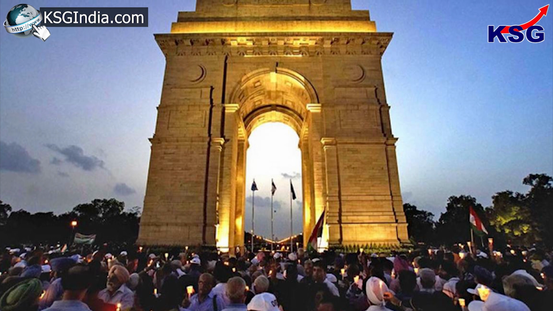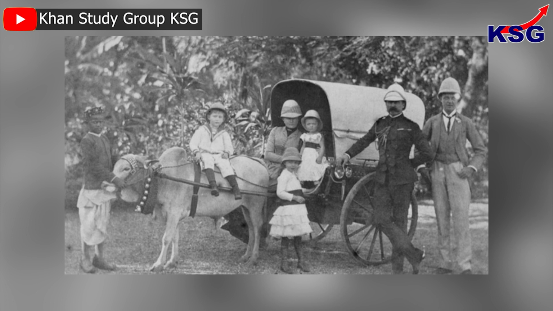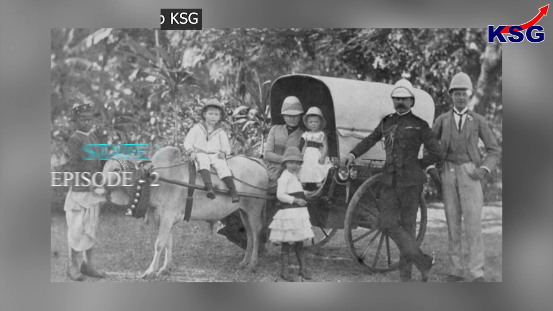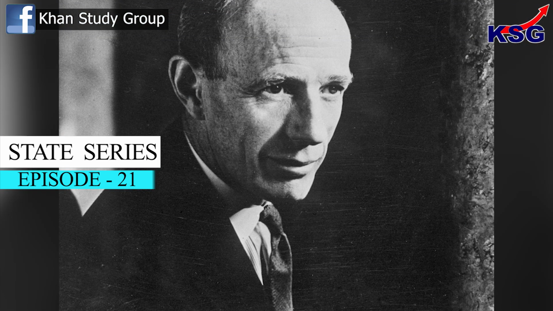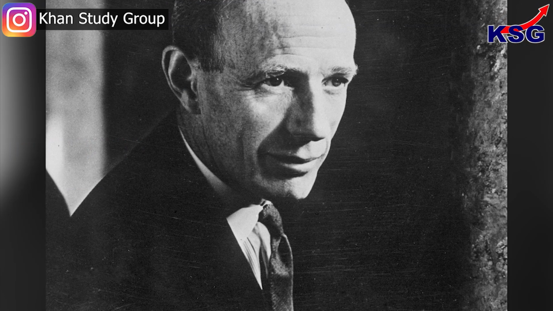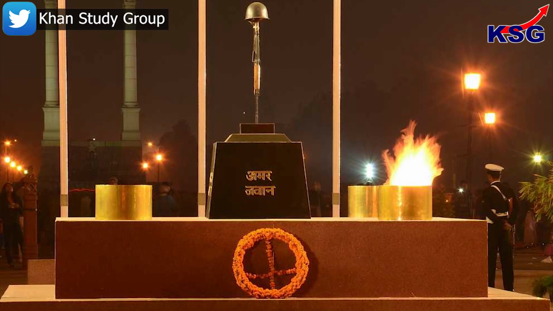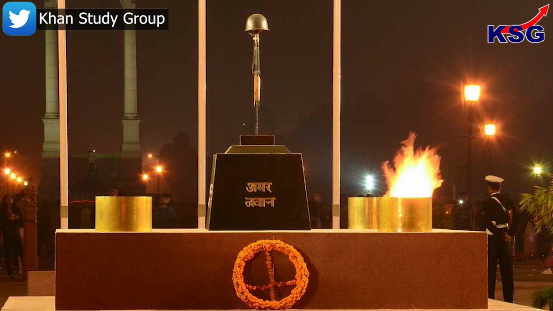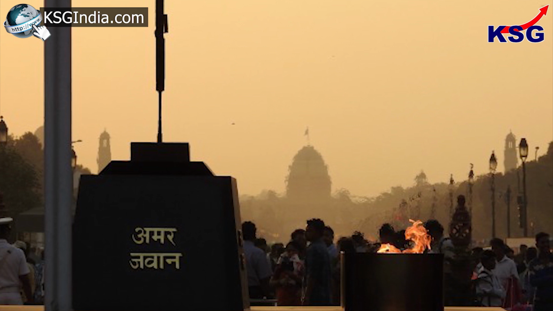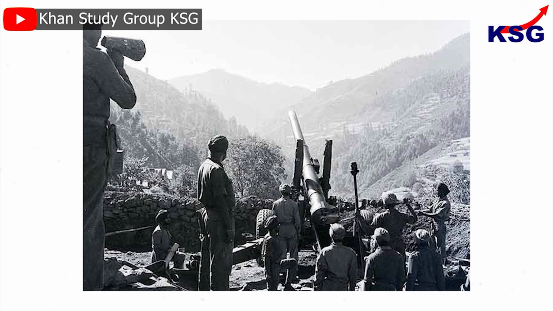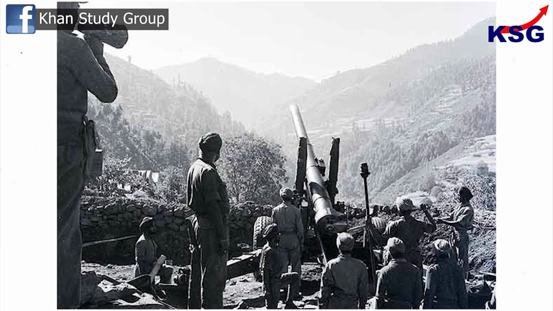The foundation stone of India Gate was laid by His Royal Highness the Duke of Connaught in 1921, and it was designed by Edwin Lutyens. The monument was dedicated to the nation 10 years later by the then Viceroy Lord Irwin. Another memorial, Amar Jawan Jyoti, was added much later after India got its independence. The eternal flame burns day and night under the arch to remind the nation of soldiers who laid down their lives in the Indo-Pakistan War of December 1971.